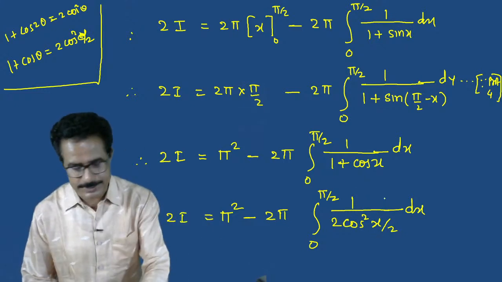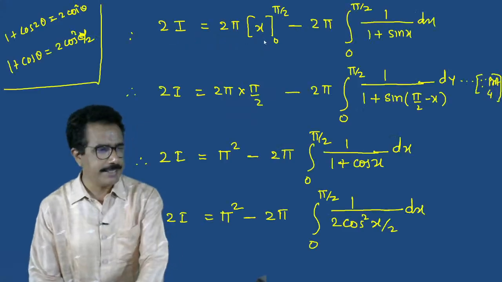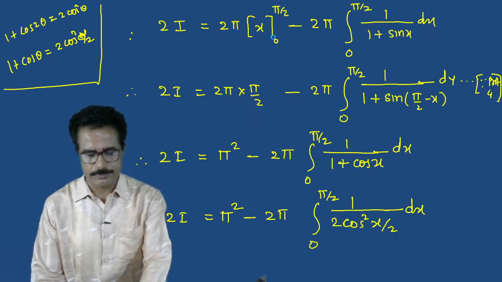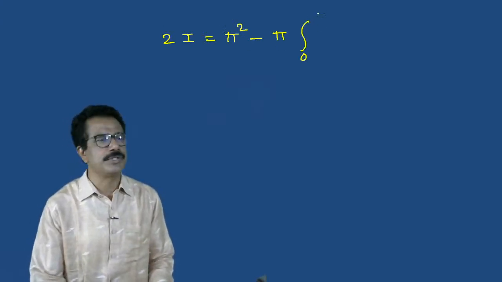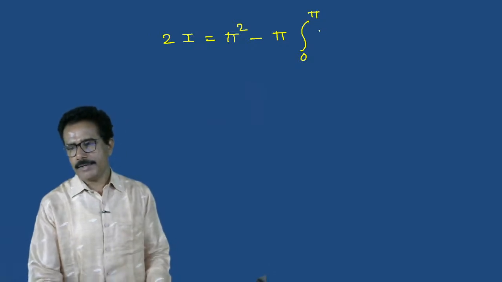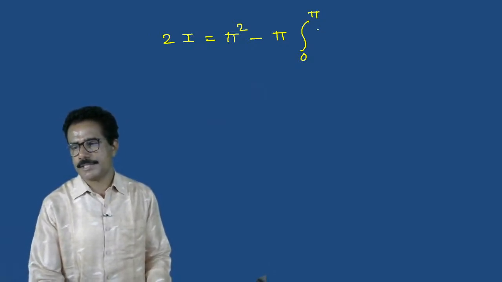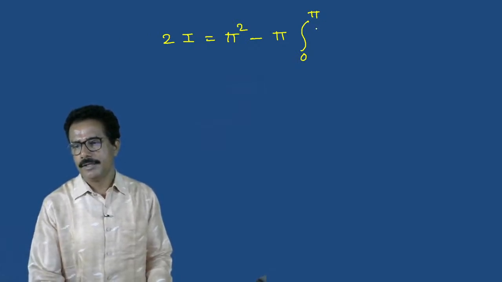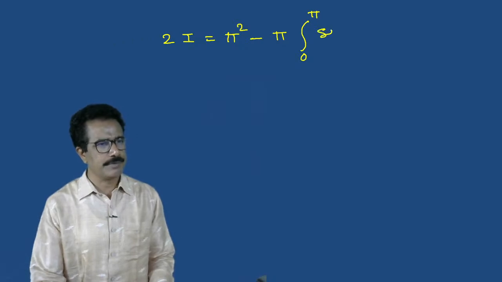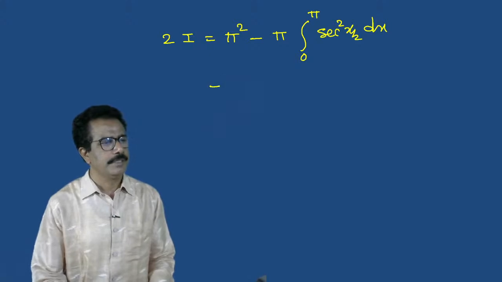1/cos स्क्वेअर वी कॅन राईट sec स्क्वेअर. सो 2i इज इक्वल्स टू pi square minus 2 pi, this 2 will get cancelled, then we will get pi integral from 0 to pi by 2, sec square x by 2 dx, that is equals to pi square minus pi.